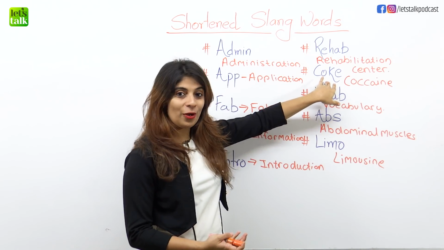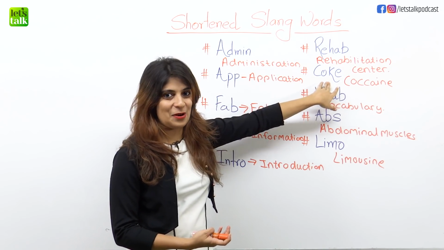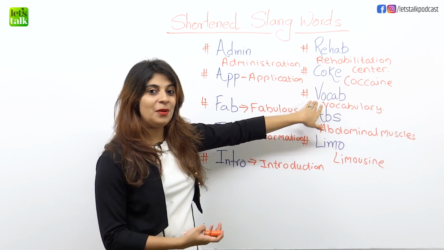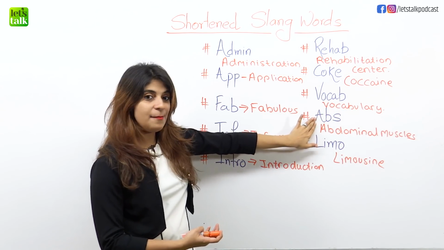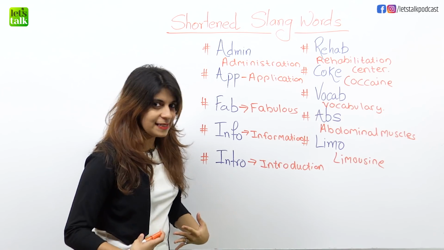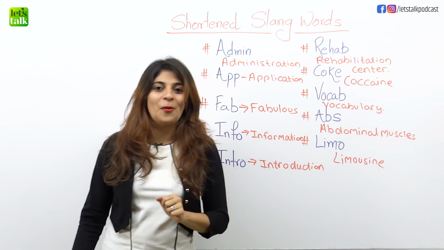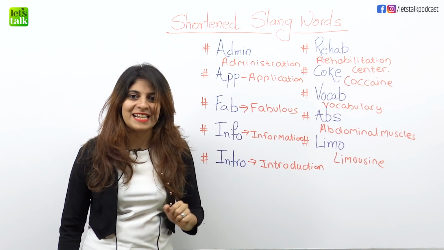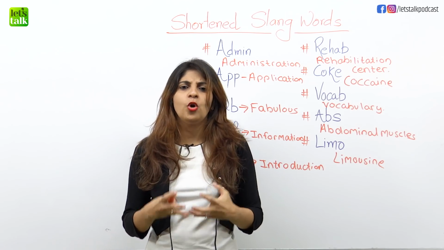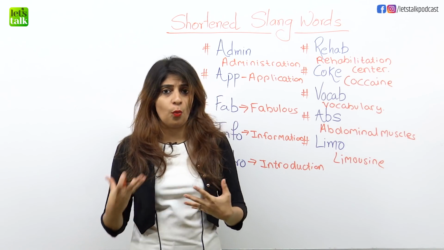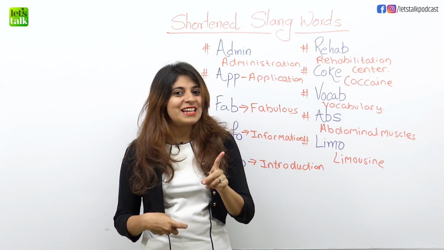And then we have Coke. Well, not the soda, but Coke stands for cocaine, the drug. We have vocab. Well, vocab is vocabulary. And then we have abs, which are your abdominal muscles or your stomach muscles. And then the last one is limo, which is a limousine, the amazing car, right? So the next time you come across people who use these shortened words, well, you just know exactly what they mean. So don't get confused.